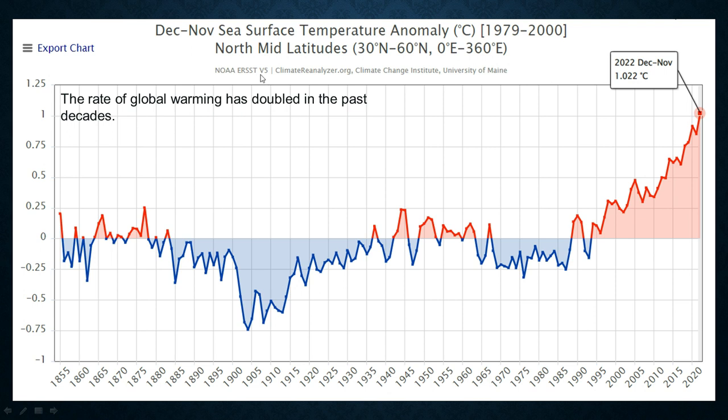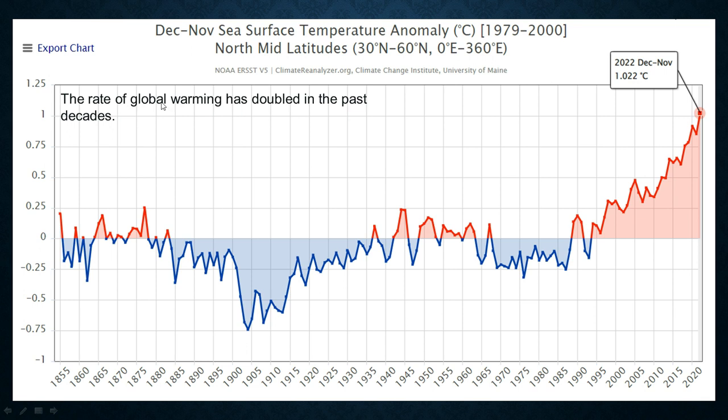And it's looking at 30 to 60 degrees north latitude, and 0 degrees east to 360 degrees east. That means just go around the whole planet. You could substitute a W here for west longitude, whatever.